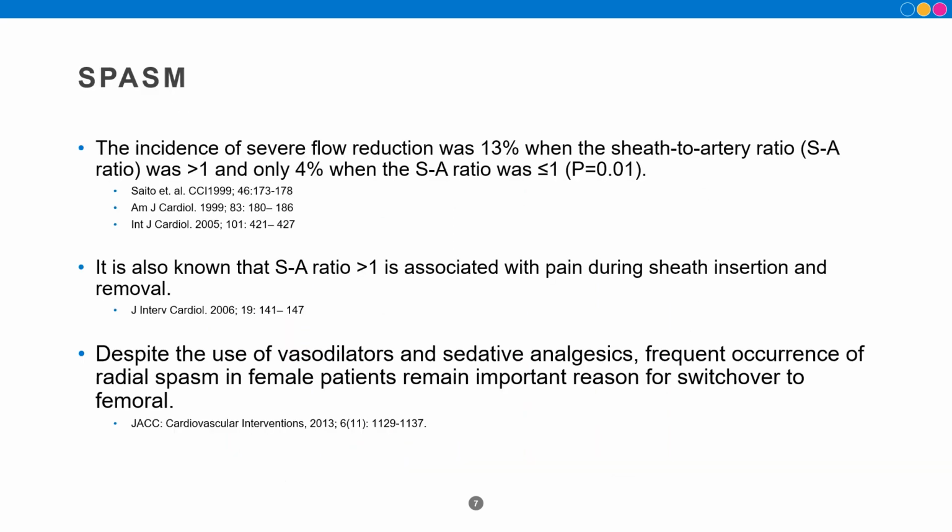This is not just a theory. There is a substantial amount of evidence suggesting that whenever the sheath to artery ratio is more than 1, there is more spasm compared to whenever the sheath to artery ratio is less than 1. There is evidence suggesting that if the sheath to artery ratio is more than 1, patients are likely to suffer pain during sheath insertion and removal. And again, despite use of vasodilators and sedative analgesics, frequent occurrence of radial spasm in female patients remains an important reason to switch over.